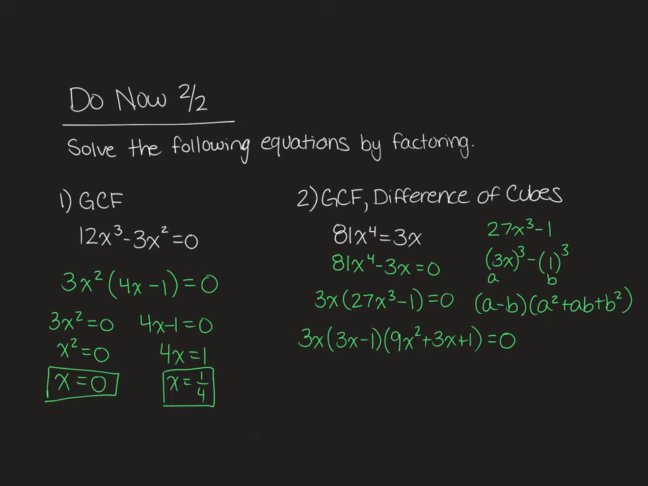Now you set each factor equal to 0. So we're going to have 3x equals 0, 3x minus 1 equals 0, and then 9x squared plus 3x plus 1 is equal to 0. For this first one, divide by 3 on both sides. 0 divided by 3 is still 0, so in this case x equals 0. For 3x minus 1, add 1 to both sides, and then divide by 3, so x will equal 1/3. That's your second solution. The third solution will require a quadratic formula, and I'll do that on the next page.